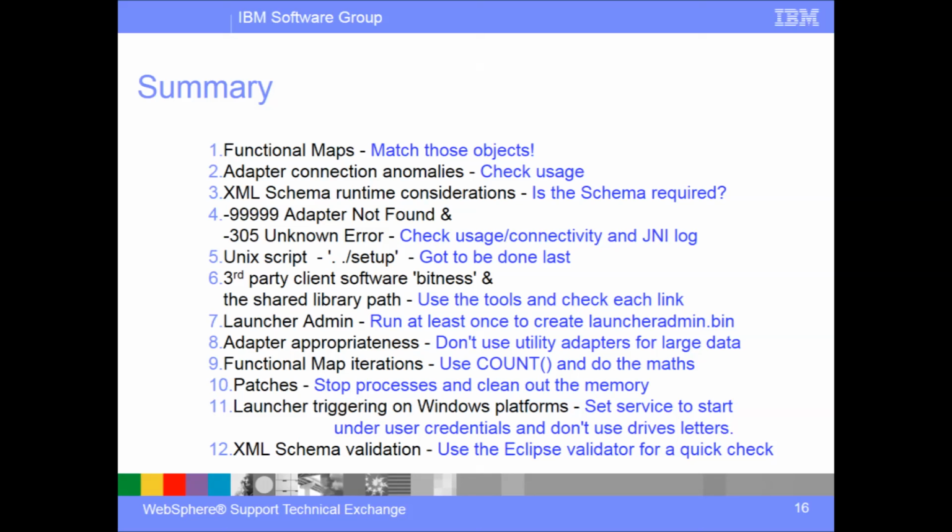Launcher admin: run at least once to create that essential launcheradmin.bin file. Adapter appropriateness: don't use utility adapters for large data. Functional map iterations: use count and do the math. Patches: stop processes and clean out that memory. Launcher triggering on Windows platforms: set the service to start using user credentials and don't use drive letters. And finally, XML Schema validation: use the Eclipse validator for a quick check.